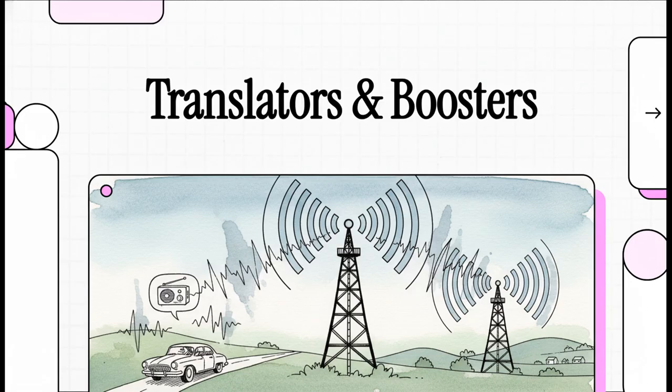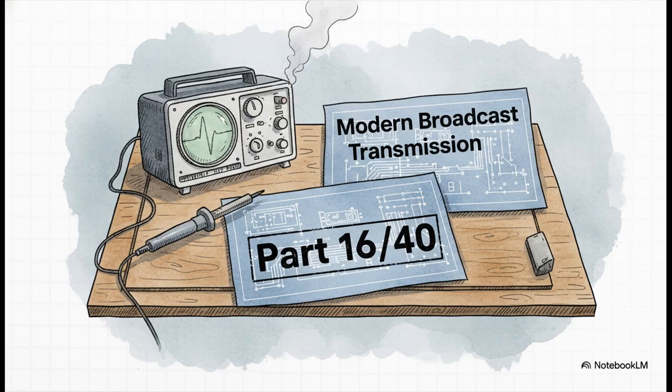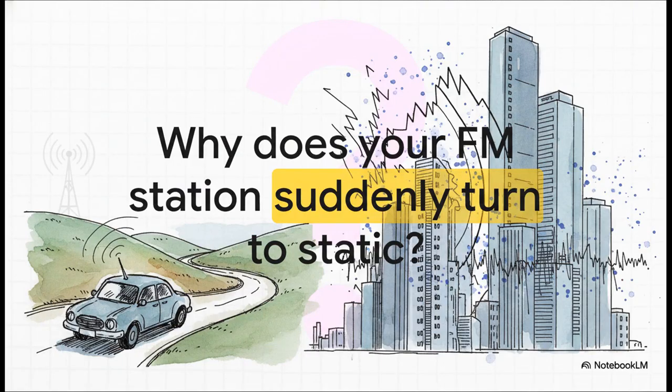Let's get into it. All right, so this explainer comes from part 16 of a really comprehensive 40-part series on modern broadcast transmission. Today we're zeroing in on one of the smartest tools in a broadcast engineer's kit for a problem that is super common. You know that feeling, right? You dip into a valley, or maybe you drive behind a bunch of massive skyscrapers, and your perfectly clear FM signal just vanishes. So let's break down exactly why that happens.